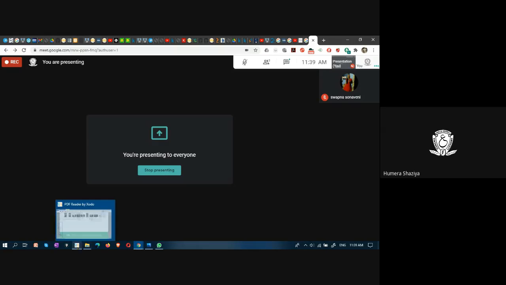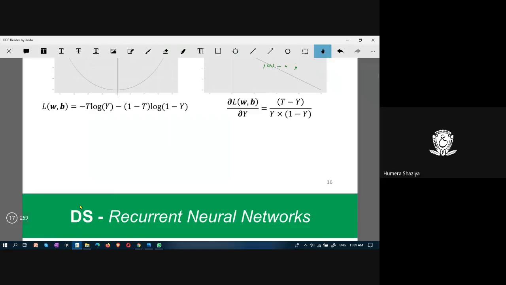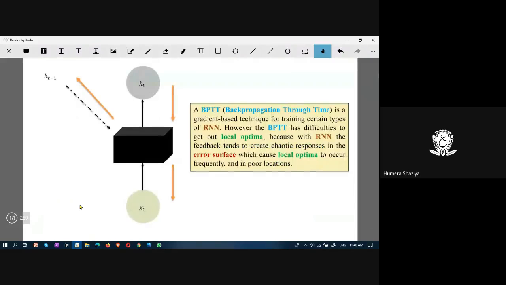Sorry, students, I had a call. Okay, that was forward propagation. It computes the loss. In recurrent neural networks, the backpropagation algorithm is known as backpropagation through time, BPTT. It is a gradient-based technique for training certain types of recurrent neural networks. However, BPTT has difficulties getting out of local optima because with RNN, the feedback tends to create chaotic responses.